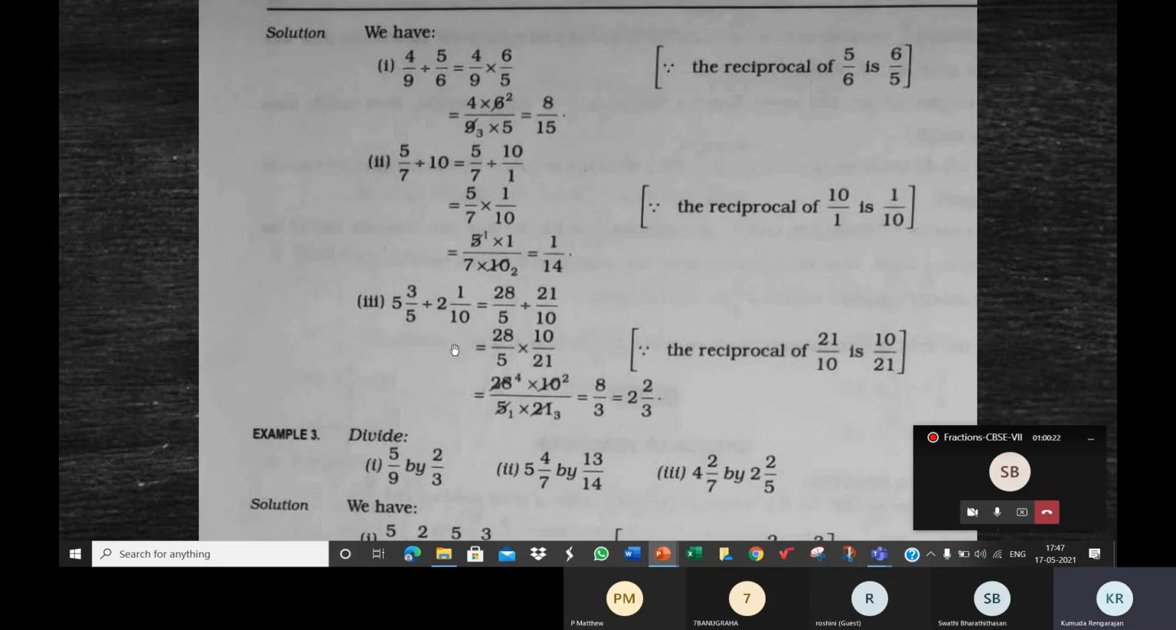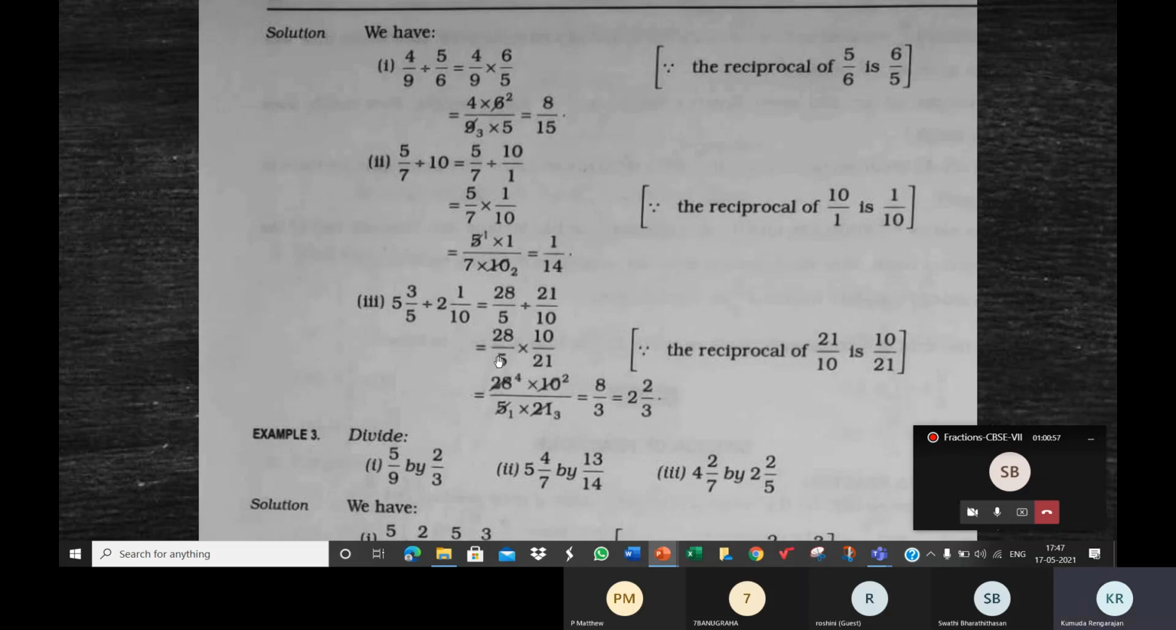See this one, children? So first we'll have to write this mixed fraction as an improper fraction. 28 by 5 divided by this one, 2 1 by 10. This mixed fraction is written as 21 by 10. 10 twos are 20 plus 1, 21, 21 by 10. So the first step is to write the mixed fractions in their improper form.